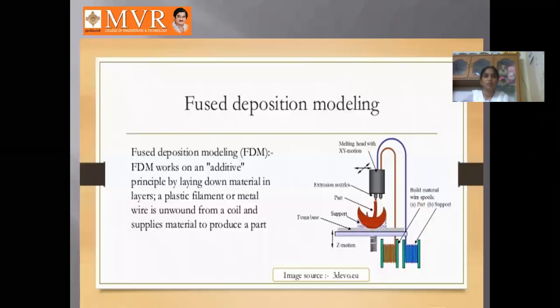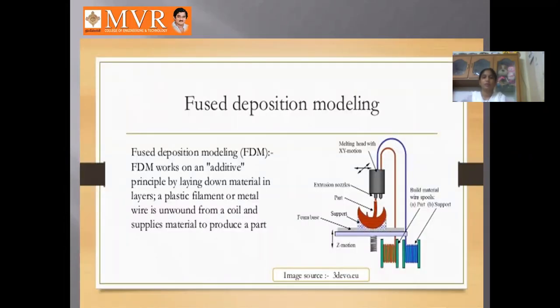In this class, we are discussing fused deposition modeling. In the last classes, we discussed laminated object manufacturing in the solid rapid prototyping systems. Now we are discussing fused deposition modeling, which is another type of solid manufacturing RP system.